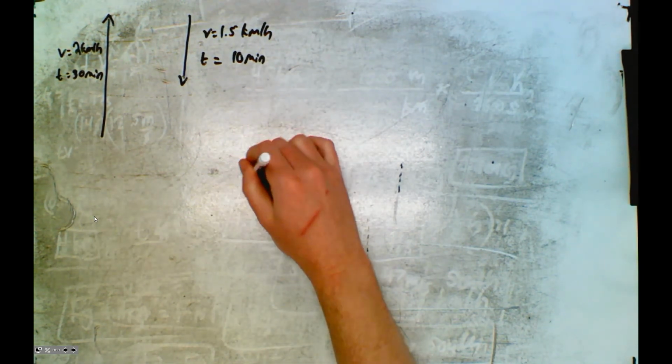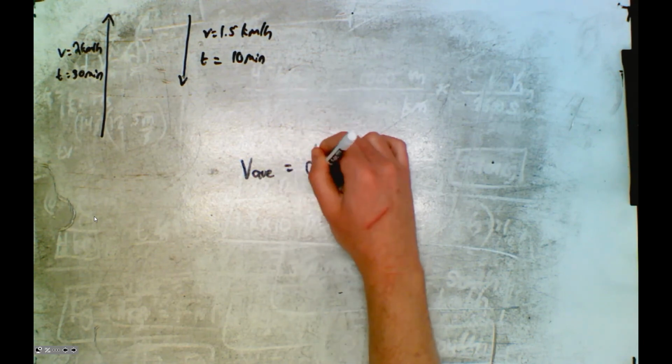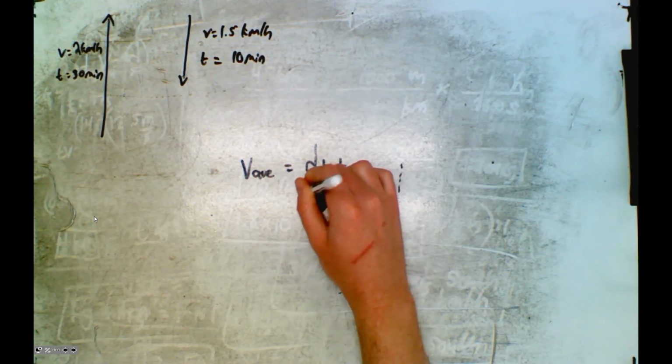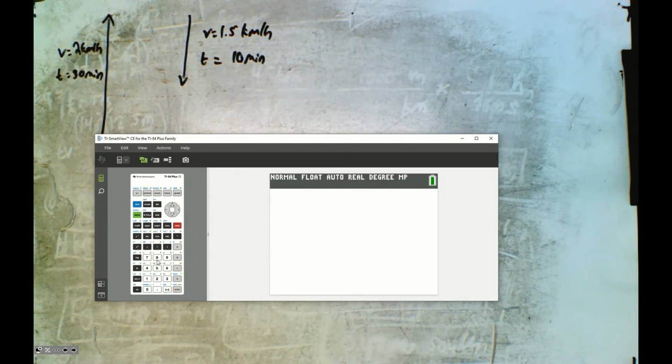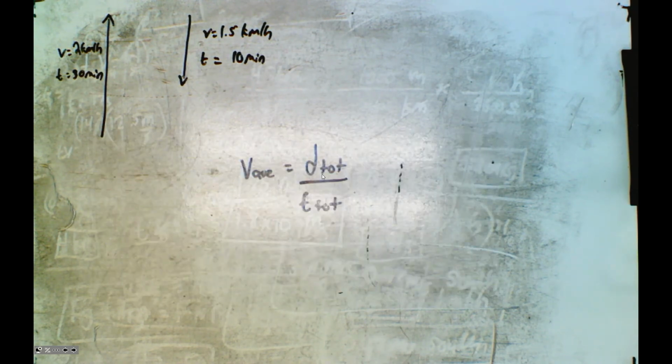So we want to find our average speed. To find our average speed, we need to take our total distance over our total time. That's what we need to do. A lot of people will take out their calculator and say, oh, I got this: 2 plus 1.5 divided by 2. My answer is 1.75. It doesn't work. You can't do it because they're traveling for different times. You have to use this total distance over total time formula.